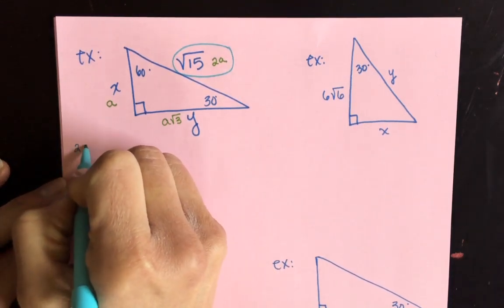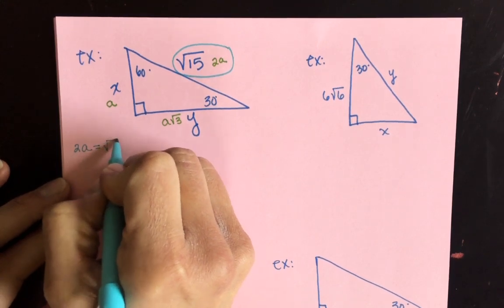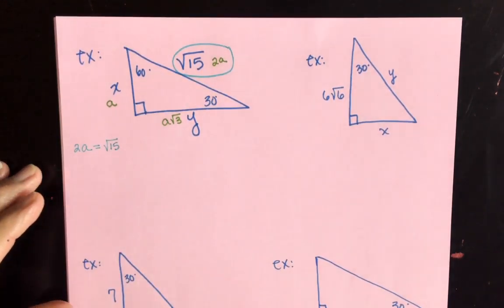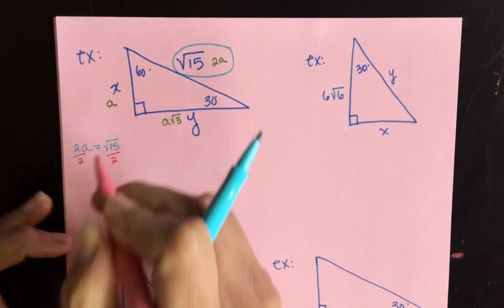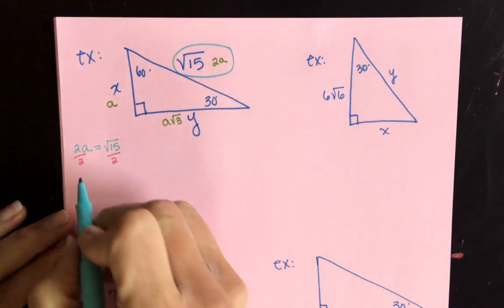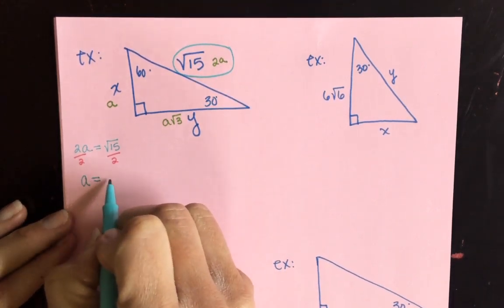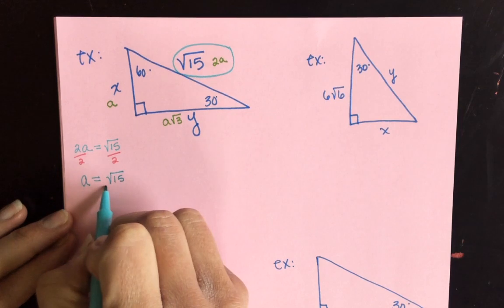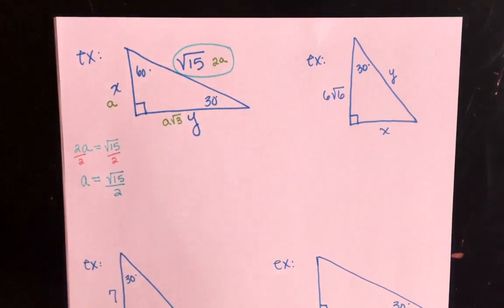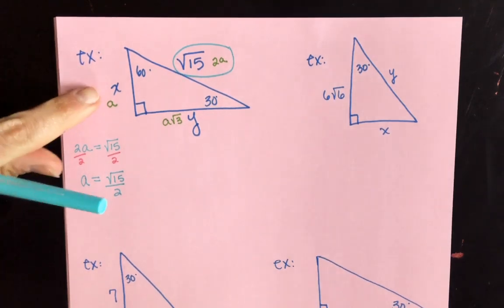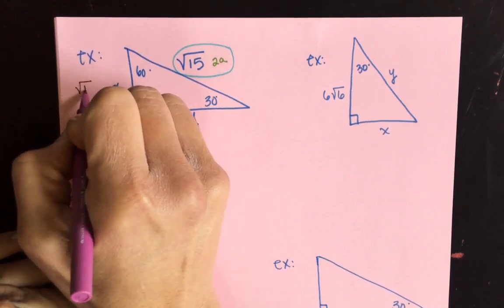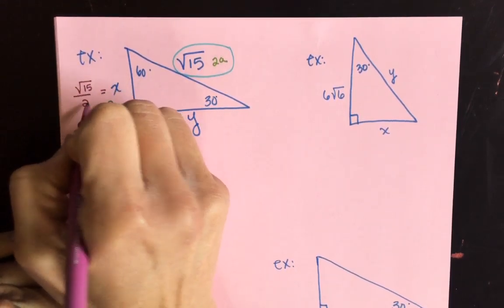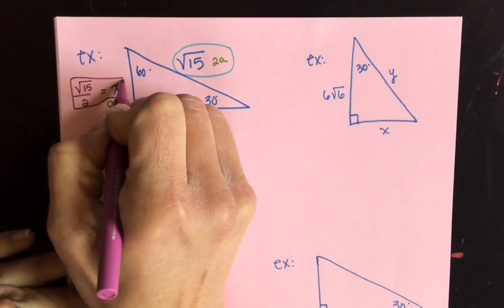So we're going to take 2a and set it equal to radical 15. We're going to divide away the 2, and we end up with a equals radical 15 over 2. So that means on the side with a, so that's over here with x, we have radical 15 over 2. And that's it. Done.